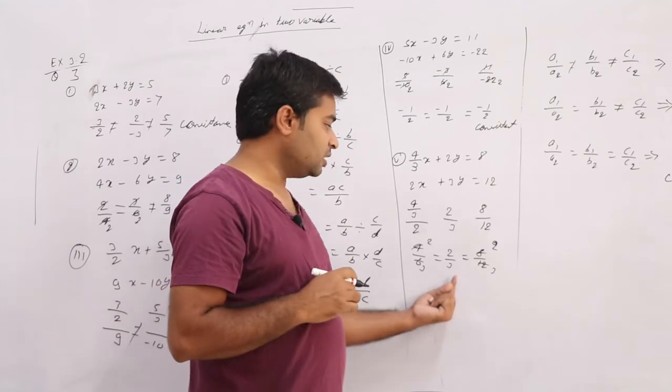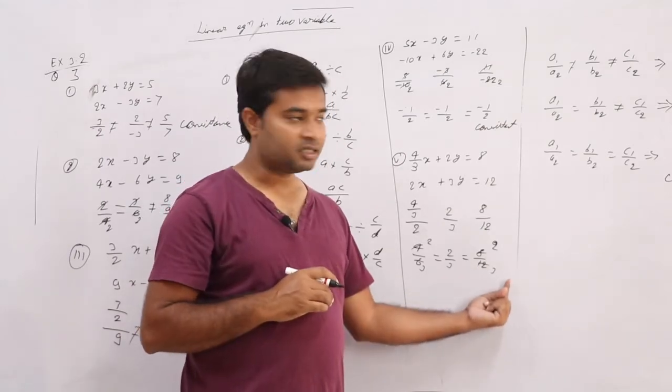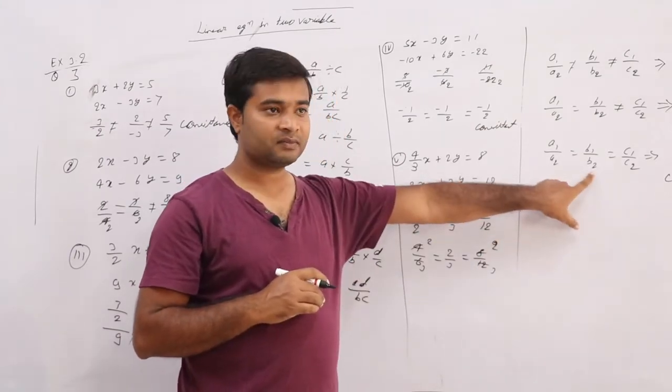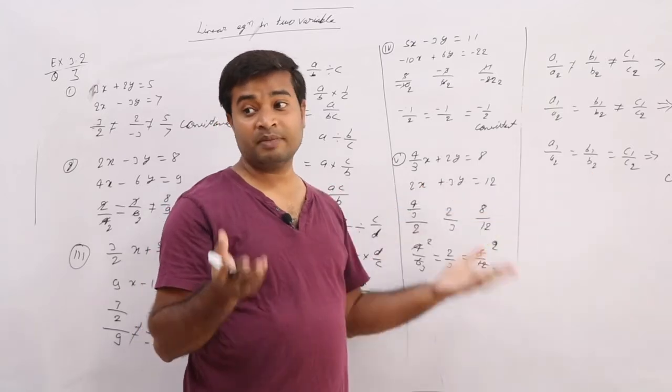Means A1 by A2 is equal to B1 by B2 is equal to C1 by C2. All are equal. Means it is consistent.